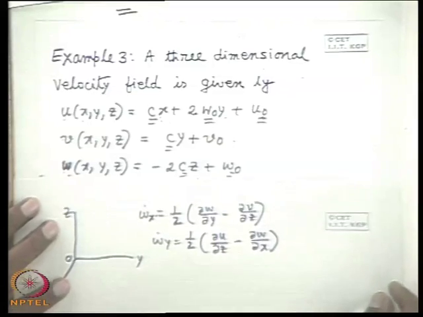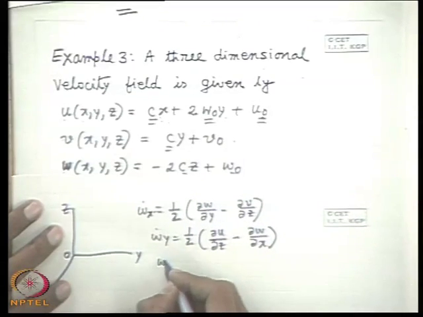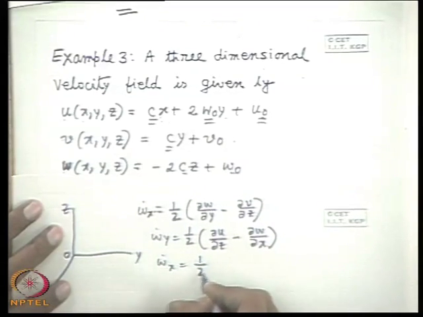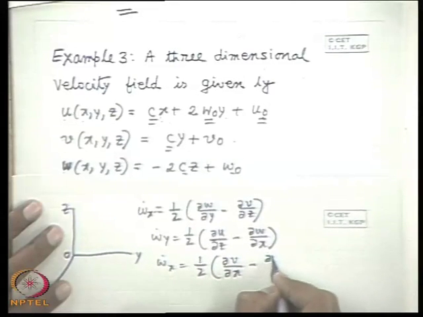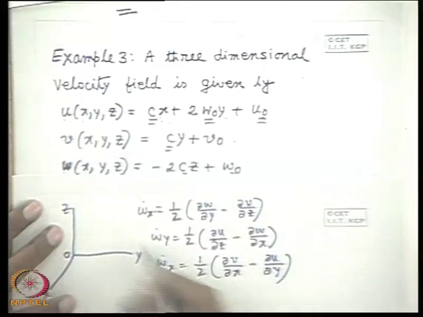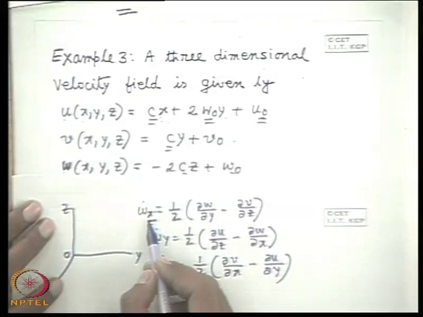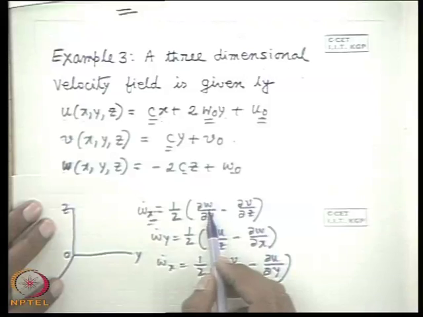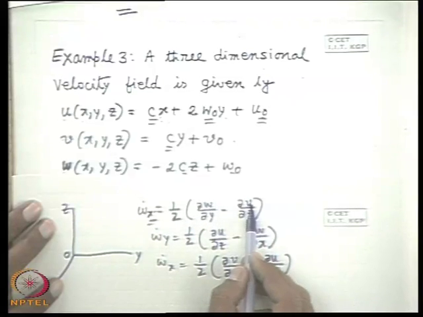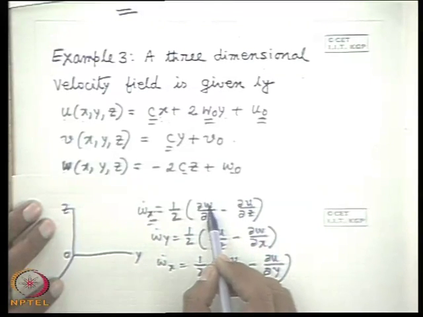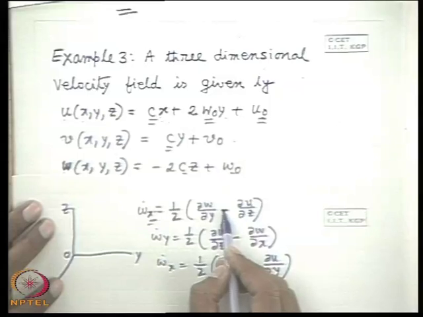Then omega dot y will be similarly half del u del z minus del w del x. Similarly, omega dot z will be half del v del x minus del u del y. This was derived in the last class. That means about any axis, it will contain the velocity components not in that axis. The rotation about the x-axis will contain the z and y component velocities, and they are cross differential, the z component with y and the y component with z with a minus sign.